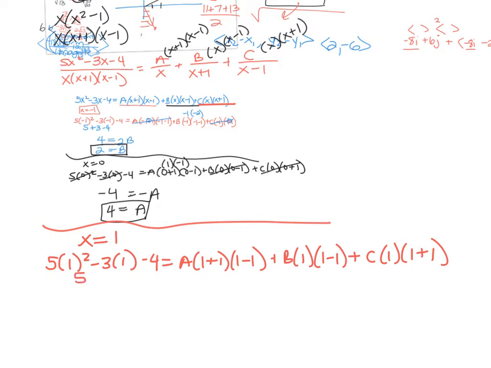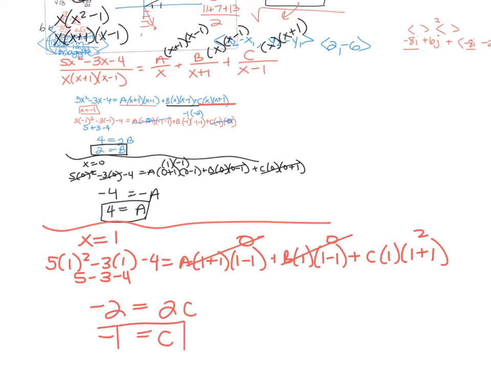So this is 5 minus 3 minus 4, which is 2, minus 4, negative 2. This is a 0 here, so the A is gone. This is a 0 here, so the B is gone. 2 times 1, so that's 2C, and C is negative 1.